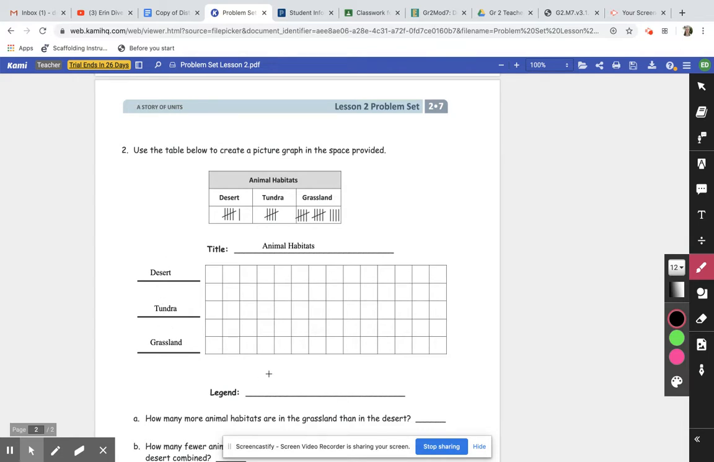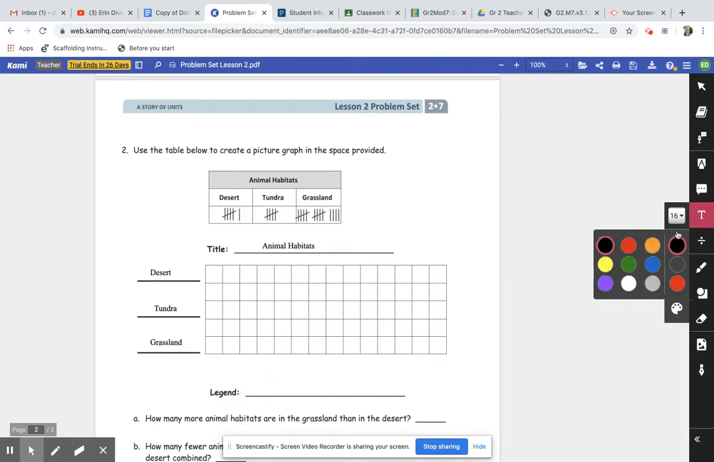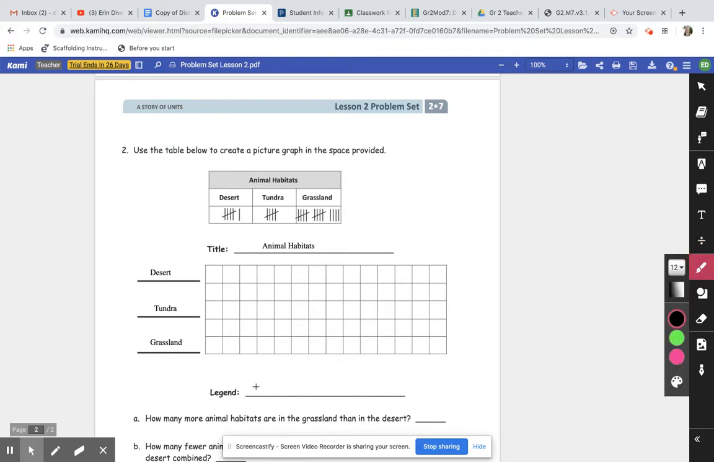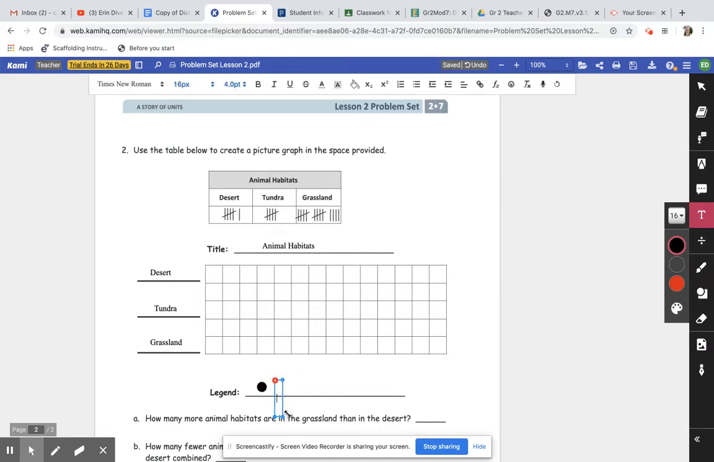I have listed our different animal habitats off to the side here. The other thing that we want to do is make sure that we are showing our legend. So our legend is saying that the symbols that are going to be in our graph are a representation of what? In this case, it is a representation of our animal habitats. So I am going to show that one little dot like that is going to represent, in this case, I'll say equal one animal habitat.